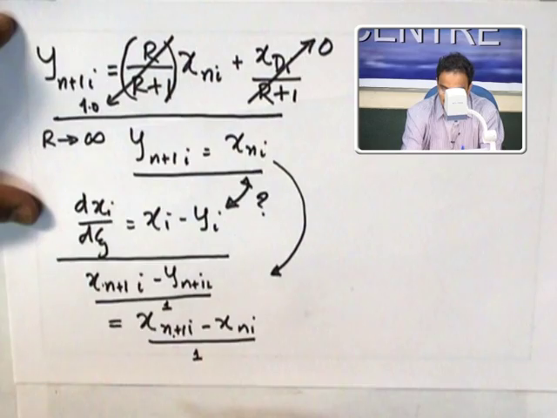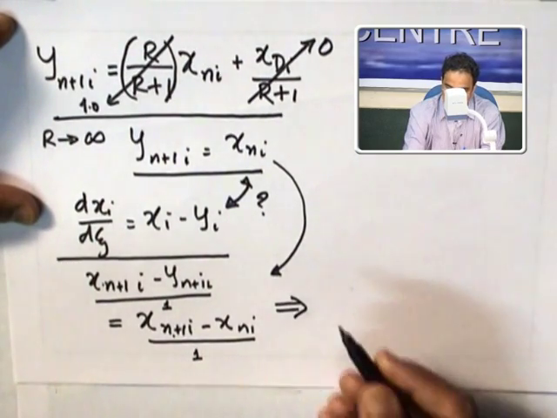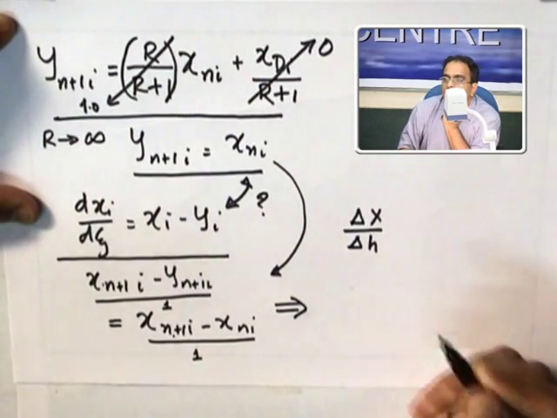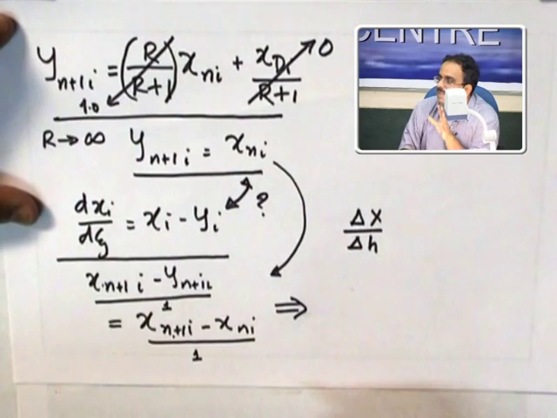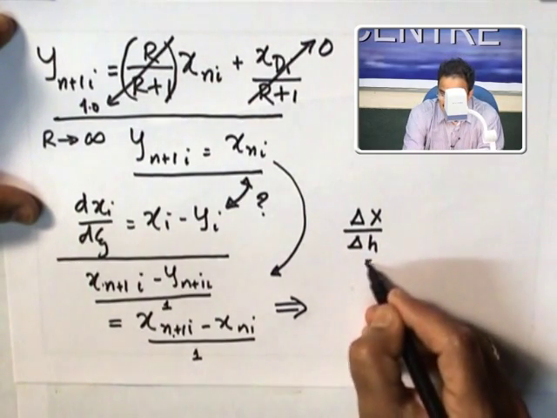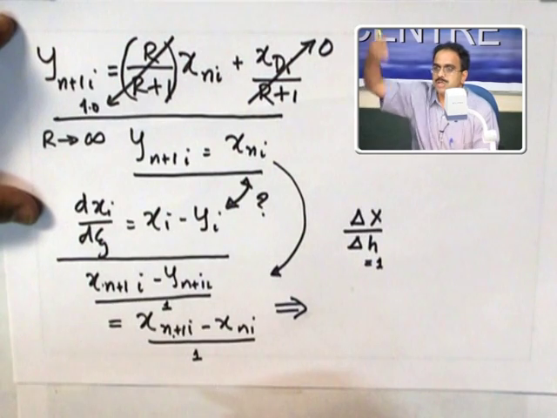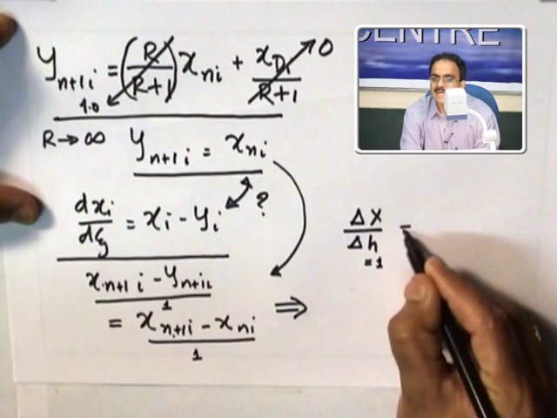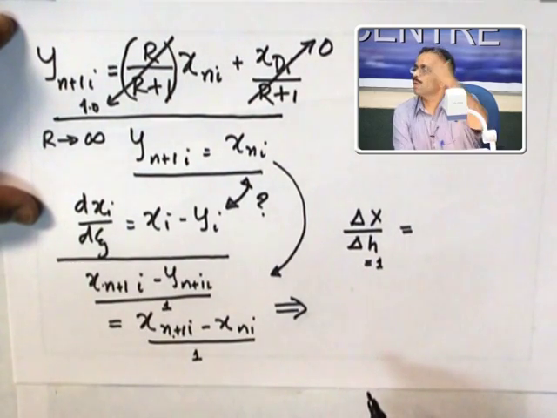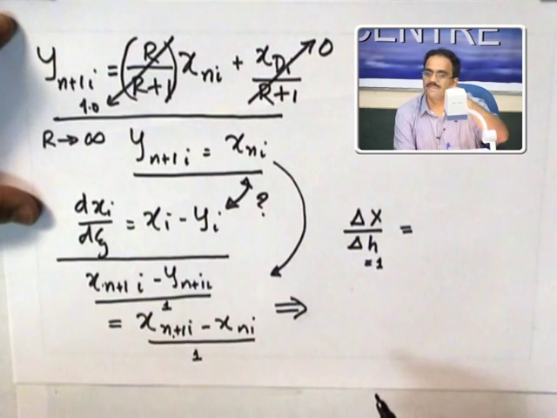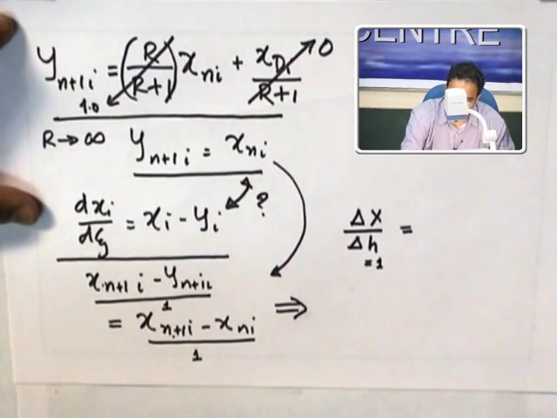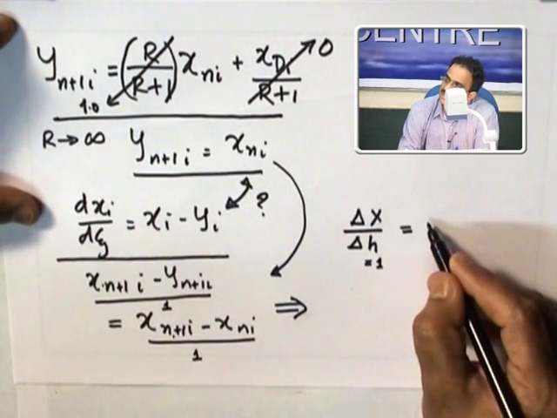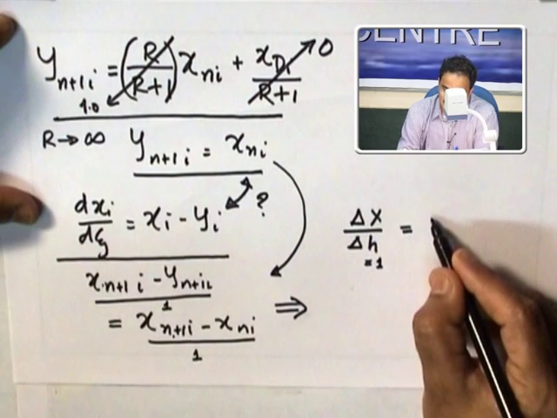Can I convert this to delta x divided by delta h? I can do that, no? Delta h of course has no unit, but this is delta x, the change in composition along the height of the column from n plus 1 to n, divided by delta h, a very small number for a very tall column. So I can write this as a differential, delta x by delta h.